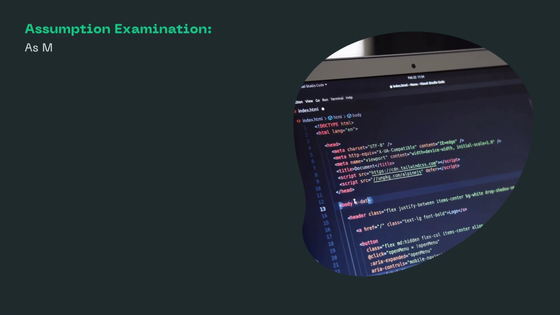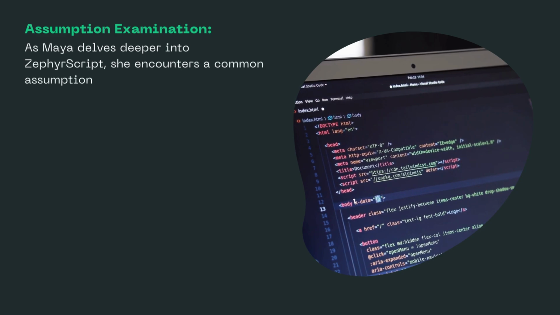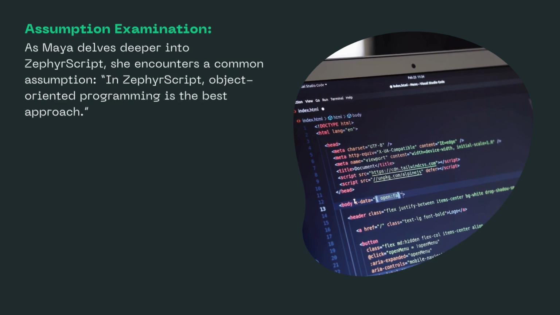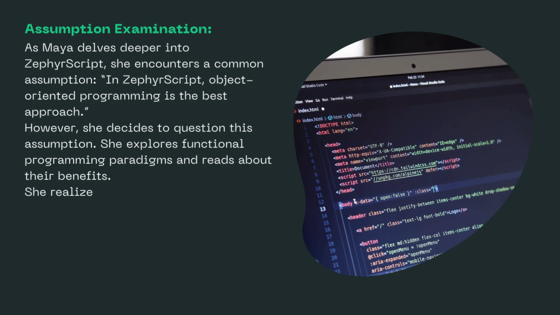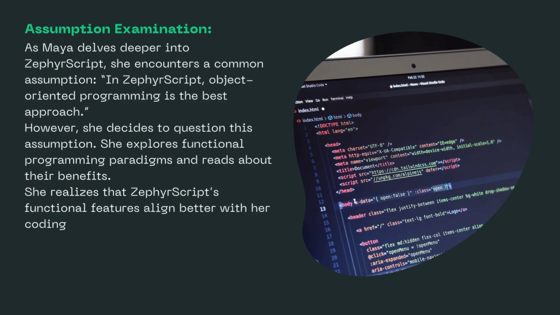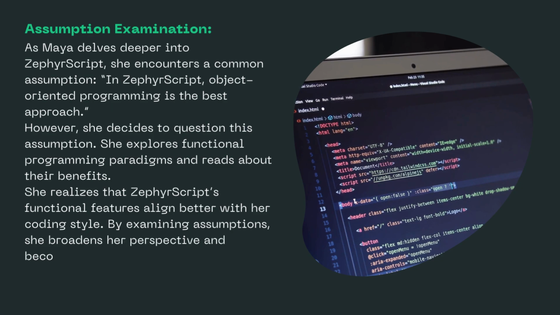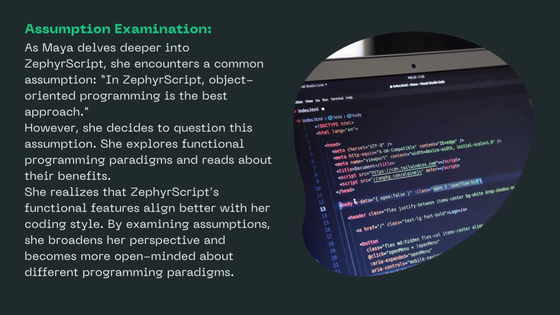Assumption examination. As Maya delves deeper into ZephyrScript, she encounters a common assumption. In ZephyrScript, object-oriented programming is the best approach. However, she decides to question this assumption. She explores functional programming paradigms and reads about their benefits. She realizes that ZephyrScript's functional features align better with her coding style. By examining assumptions, she broadens her perspective and becomes more open-minded about different programming paradigms.